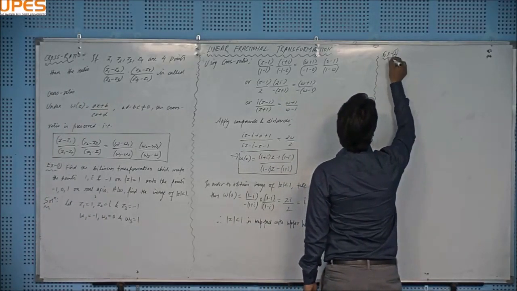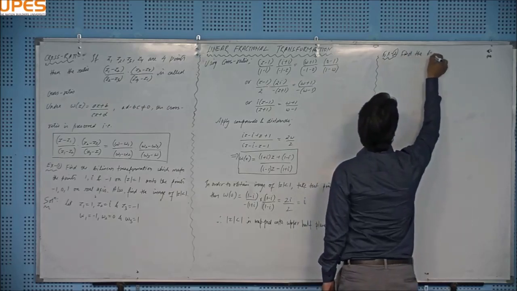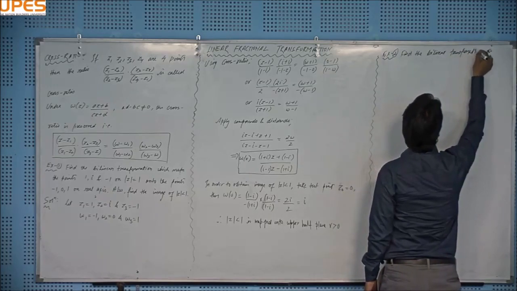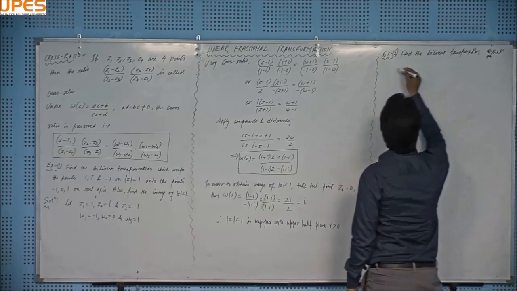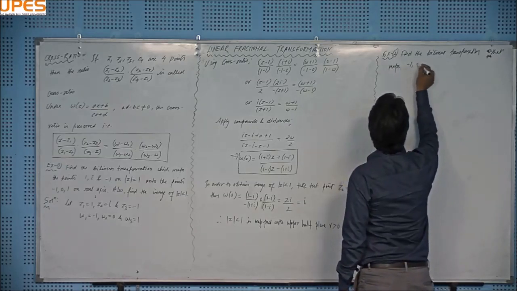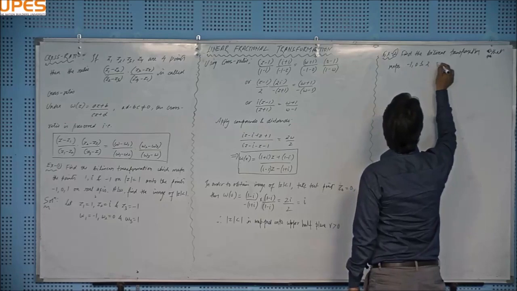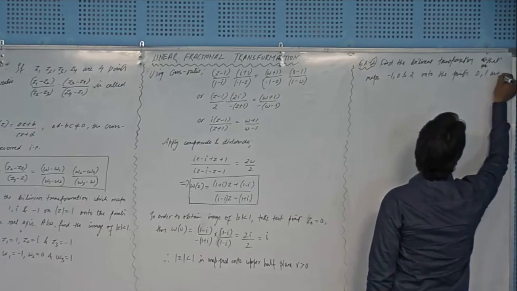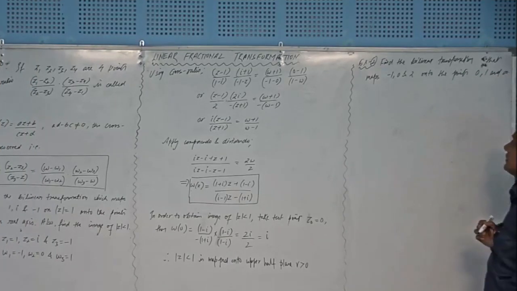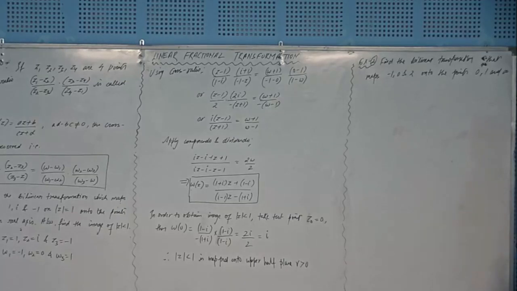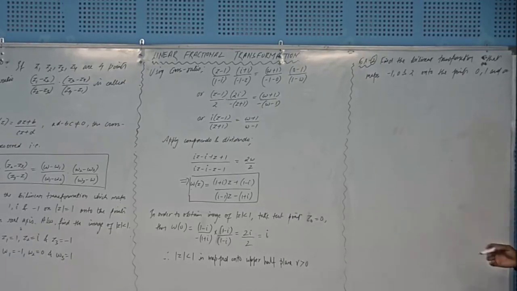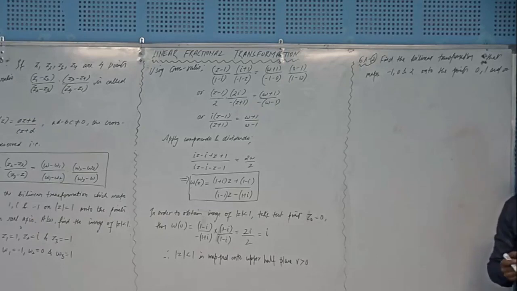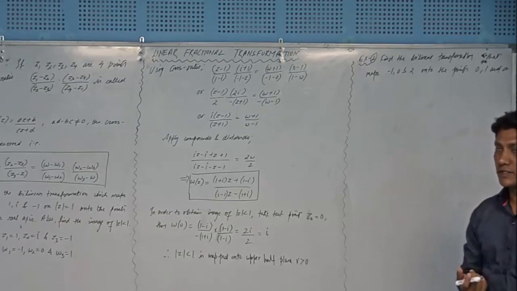Example number 2, find the bilinear transformation that maps -1, 0 and 2 onto the points 0, 1 and infinity, right? Fine. So this time you have this point also, infinity, and when we talk about infinity, we talk about the extended complex plane. Extended complex plane is the z plane adjoined together with that ideal point infinity, right?